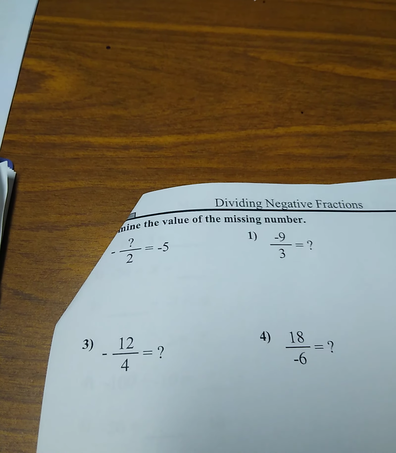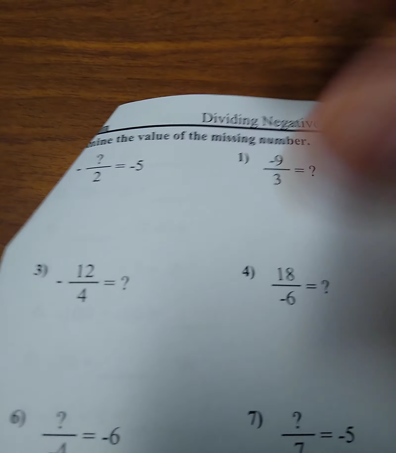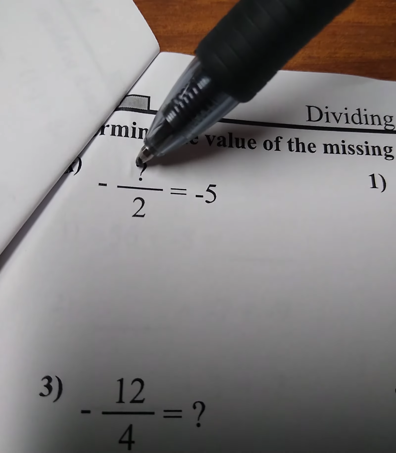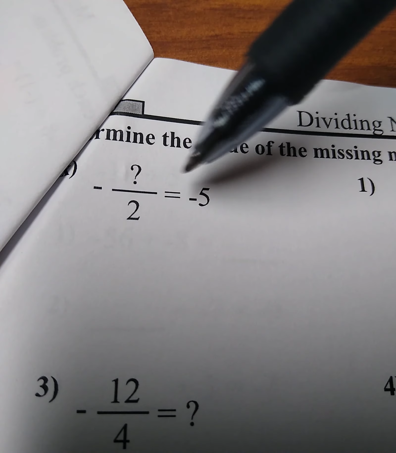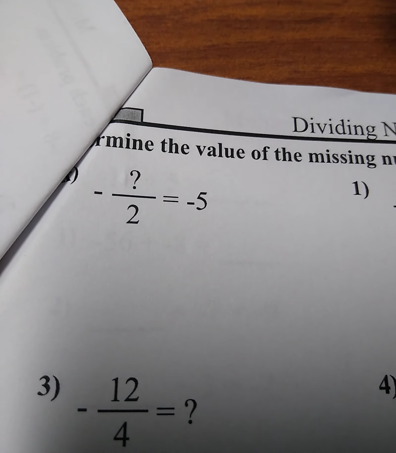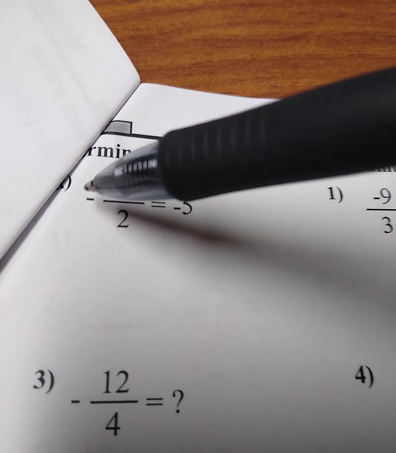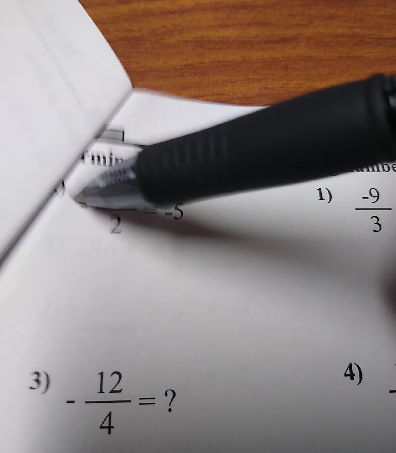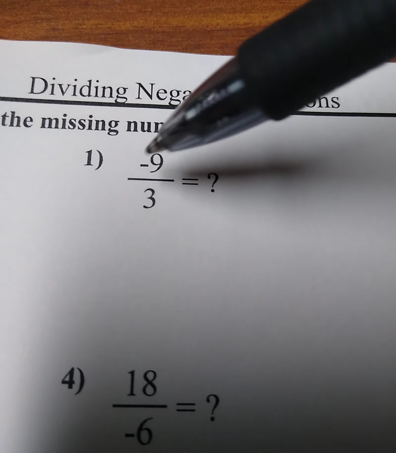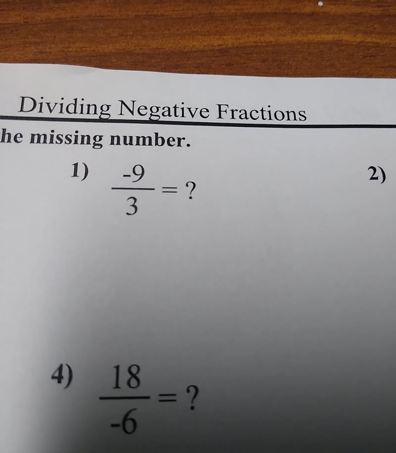So remember, we are scaffolding all of our work, and we are building upon the stuff that we did yesterday. Let's do the example first. We have negative question mark over 2 equals negative 5. Remember, when this negative is right here, it's both of them. If you have an example like this one, it's only the negative 9. Does that make sense for everybody?